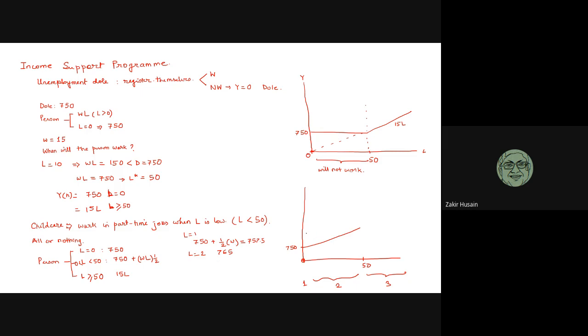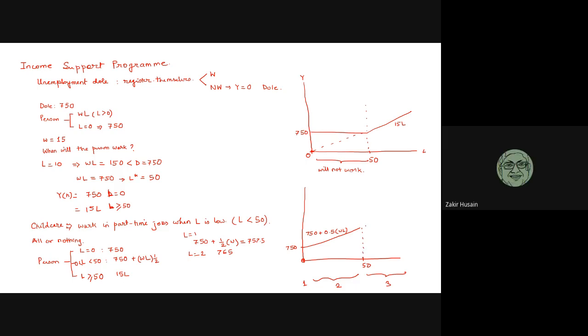What is the slope of this line? What is the equation of this line? Sorry. The intercept is 750 plus 0.5 into WL. Or rather, 750 plus 7.5 into L. Right? Yes, sir.